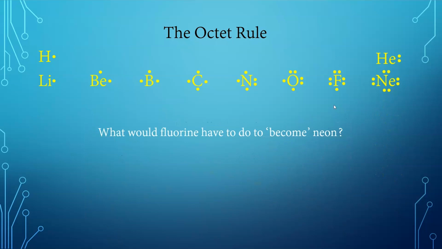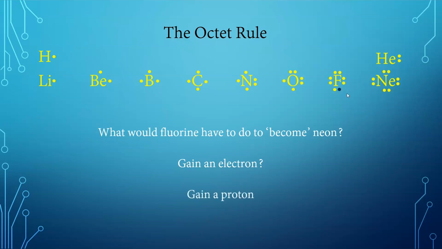And the answer, of course, that most students come up with is fluorine would need to gain an electron. Most every student I ask this question to says, well, if fluorine gained an electron, it would be neon. Well, it hasn't become neon. It looks like neon. From the outside, yeah, a little makeup here, and fluorine looks a heck of a lot like neon. They would be hard to tell apart. But to truly become neon, what would fluorine have to do?